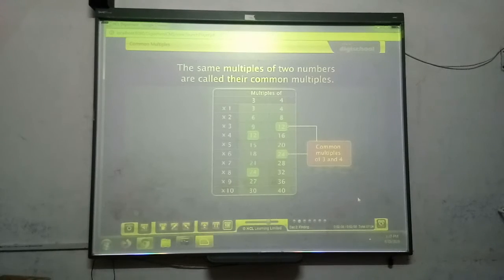12 and 24 are not the only common multiples of the numbers 3 and 4. If we list more multiples of 3 and 4, we will find more common multiples of them. Now that we know what common multiples are, let's use them to find how Sarah can buy equal number of yellow and blue buttons.